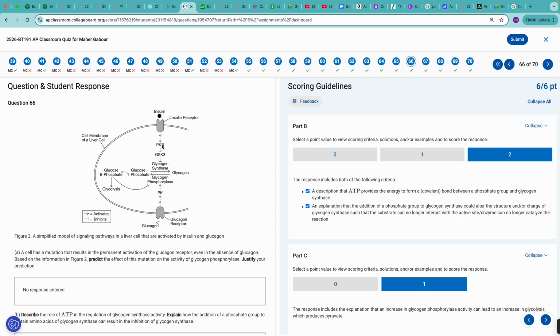The PKB is carrying what? They told us that it carries ATP, from here to here. Now the ATP got here. The ATP splits itself into ADP and P. The P binds itself to the glycogen synthase, not glycogen phosphorylase, glycogen synthase.